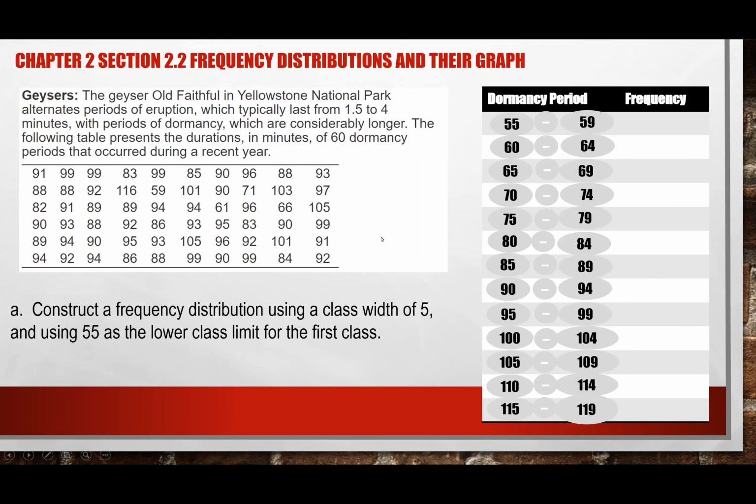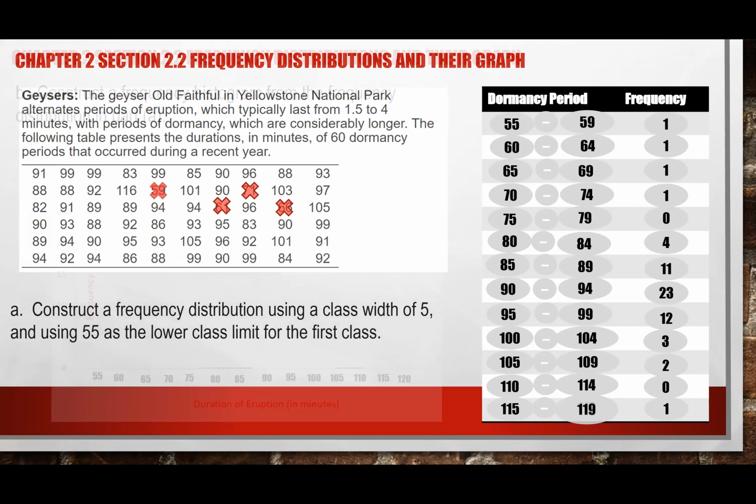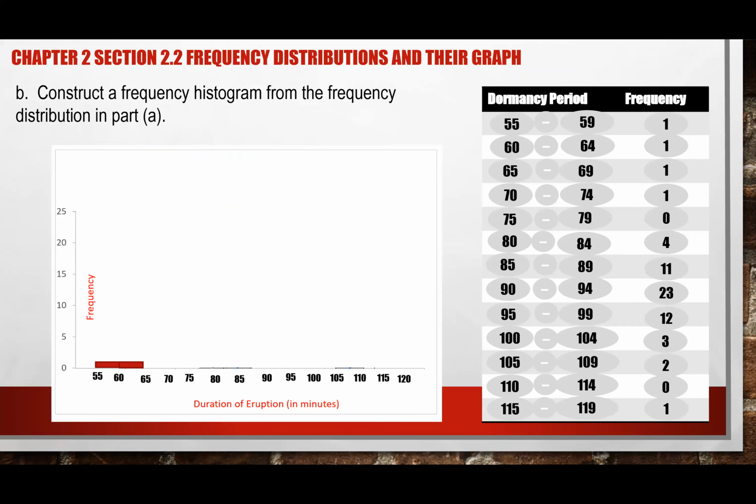And again, to find the frequency, we just go in here and tally our data. If you tally your data, this is what we have. If you add all of your frequencies, it should be equal to 60, right? So we did this last time, and I believe this is where we stopped.